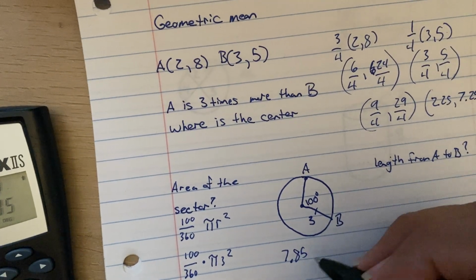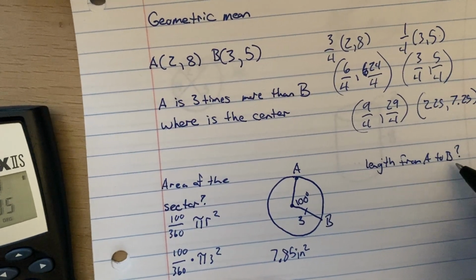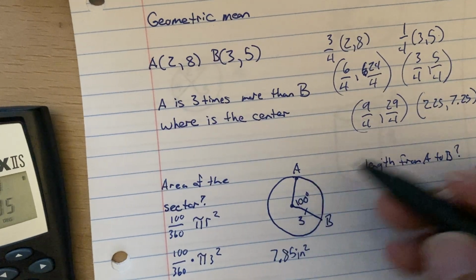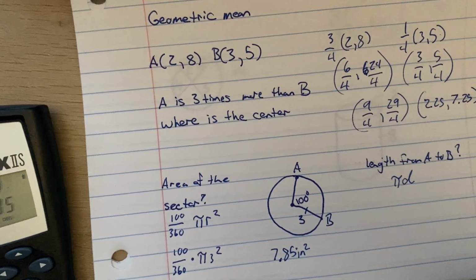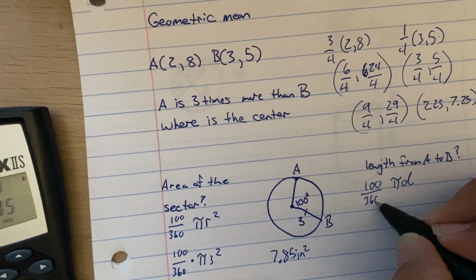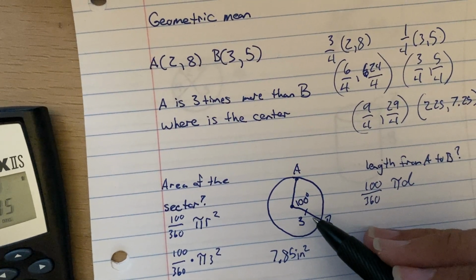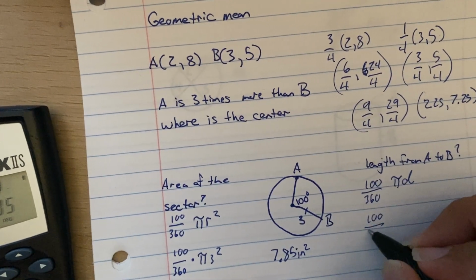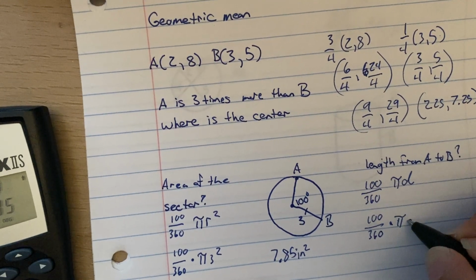Okay, if this was inches, it's going to be inches squared for this area. Now the length is going to be a straightforward number. Now this is only part of the circumference. The circumference formula is pi times diameter. So now, instead of the whole 360, we just do 100 of the 360. The diameter is 6 because the radius is 3. So it's going to be 100 over 360 times pi times 6.